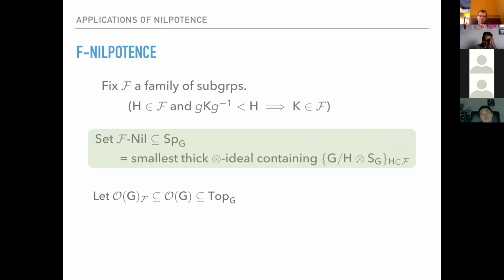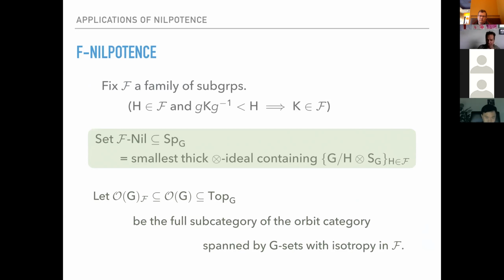So some more notation. We're going to let O_G^F be a full subcategory of O_G, a full subcategory of Top_G. So that's a full subcategory of the orbit category, the subcategory of G spaces spanned by the transitive orbits. And for O_G^F, I need to add this extra condition that the G sets have isotropy in F. Okay, so we got a bunch of notation here, nothing super hard.